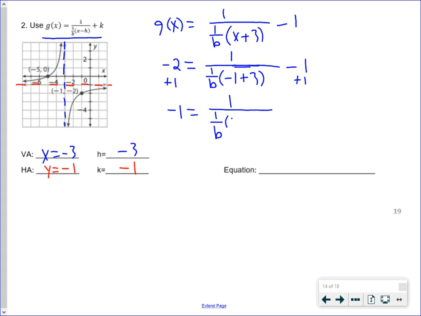-1 plus 3 is 2. So we have -1 equals 1 all over 1 over b times 2. 1 over b times 2 will give us 2 over b. So let's continue this down here. We have -1 equals 1 all over 2 over b. 1 over b times 2 is just going to be 2 over b.